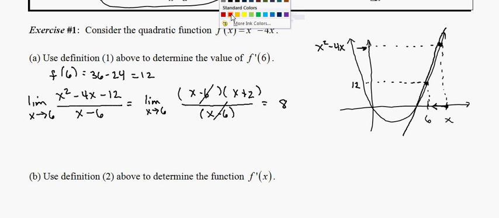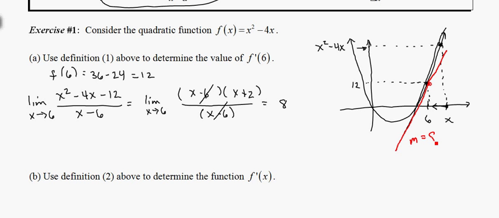Every time you get the value of a derivative, try your best to remember what you just found. We just found that the slope of that tangent line was equal to 8. Not 8 factorial, obviously, just 8. Because you never know. Alright, let's do the more challenging part in letter B.